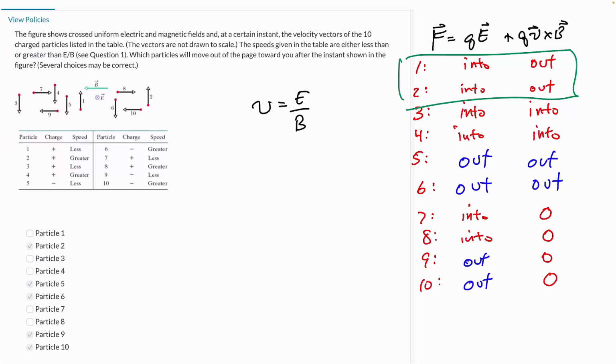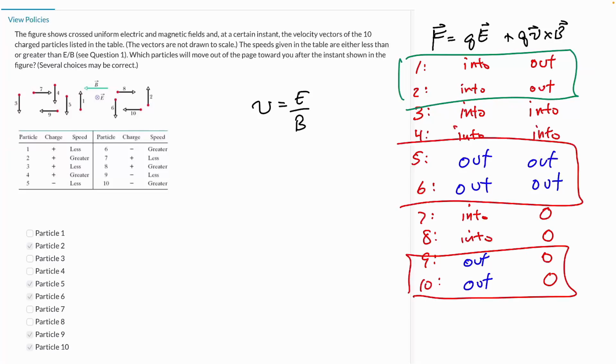So we had to identify all the ones that would come towards you or out. So which ones come out at us? 9 and 10. 5 and 6, and then it looks like number 2. Because number 1, with the speed being less, means the electric field is going to win. The electric field's pointing into, so it's going to go into.